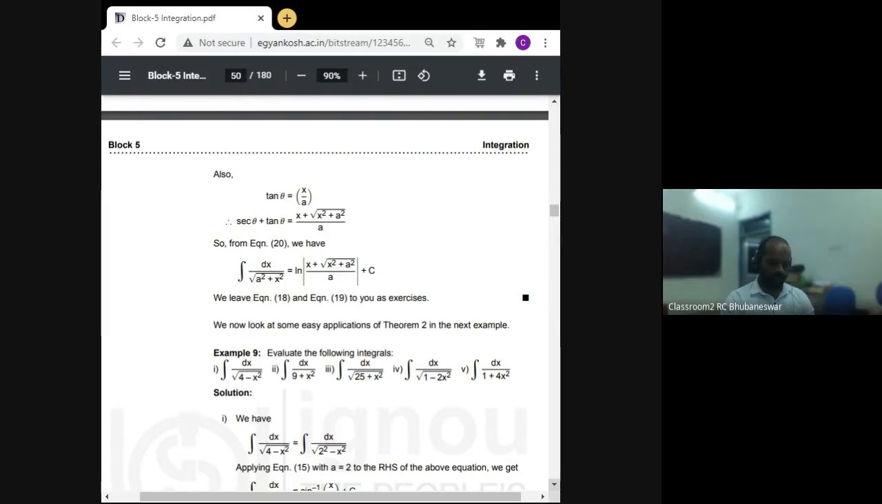Now we are focusing on the application of integration. Application of integration is in unit number 20, and in unit number 20 we have to cover the application of integration. In application of integration we have two small attributes, and these are area under a curve and length of a plane curve. So let us move to the definition of area under a plane curve and length of a plane curve.